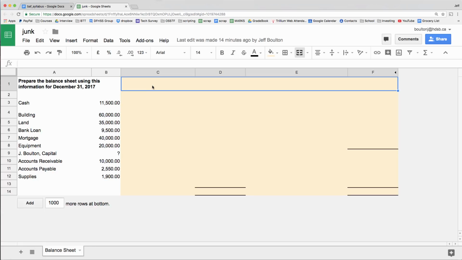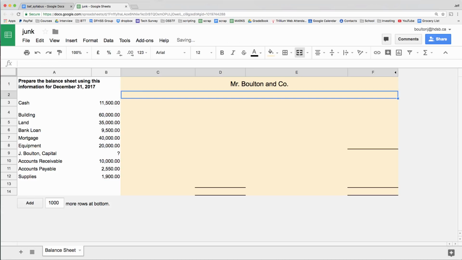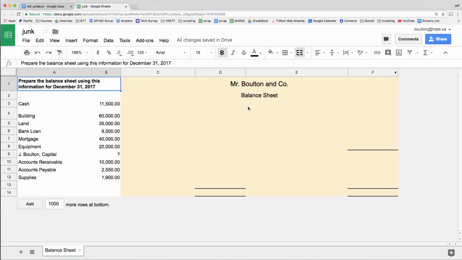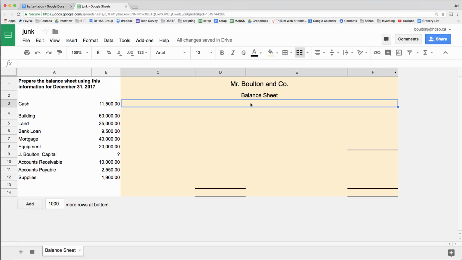And the first is the name of the company, which I haven't specified. So I'm just going to name it after myself, the Mr. Bolton and Co. How about that? And the next thing you have to say is what it is. And it's a balance sheet. The next thing you have to do is specify the specific point in time that these values were the values associated with the company for these specific things. And as it says in the instructions right over here, this is for December 31st, 2017, so that's what we're going to put in.